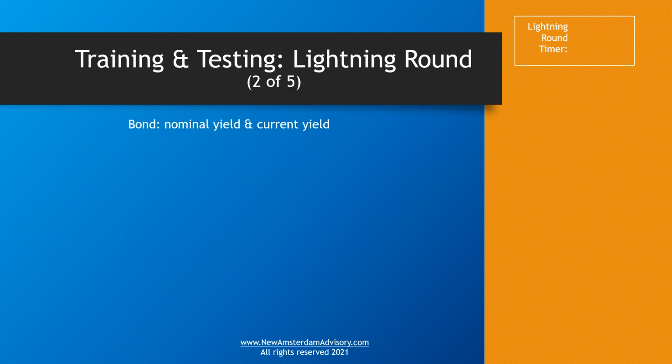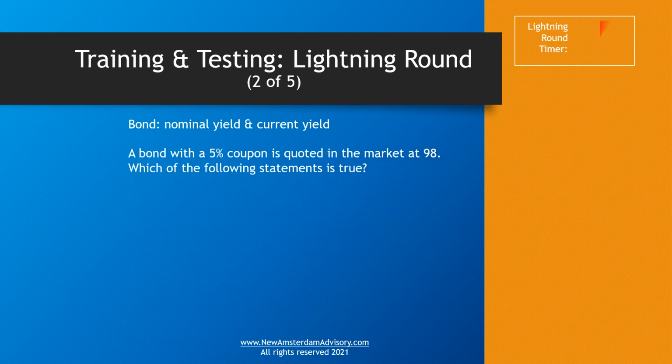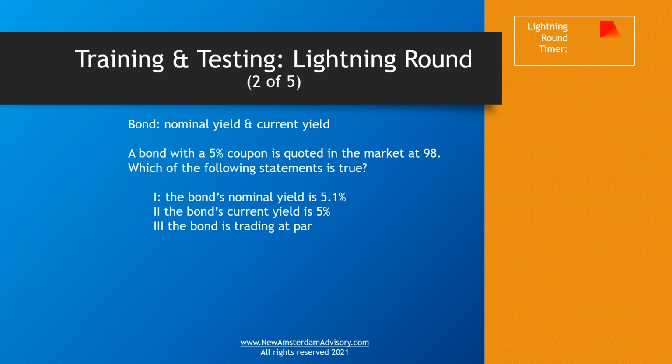Next question. Let's look at the bond products here. Let's talk about nominal yield and current yield. Let's say the question could be, a bond with a 5% coupon is quoted in the market at 98. Which of the following statements is true? Is the bond's nominal yield 5.1%? Is the bond's current yield 5%? Is the bond trading at par? Or is the bond's current yield 5.1?